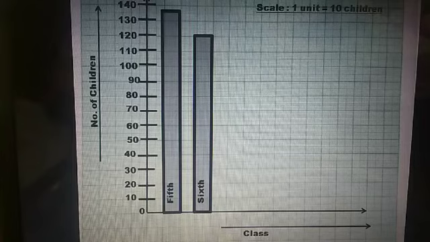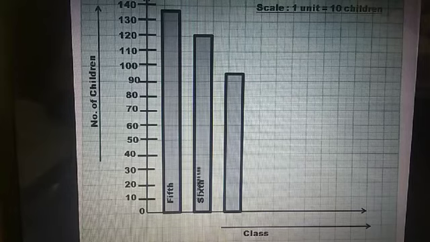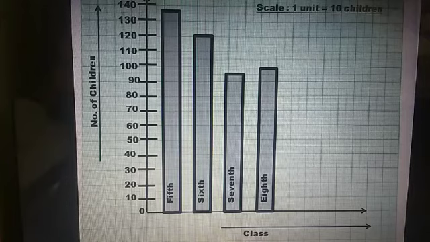Next number is 95, that is the middle of 90 and 100. Again, leave one box and plot the bar on the next one till the middle of 90 and 100. Now the next one is 100. That is very easy to plot. Once the bar is plotted, we can write the class inside it.